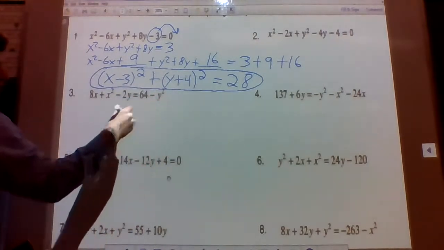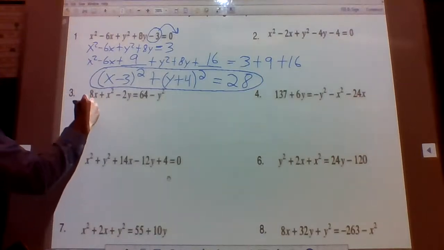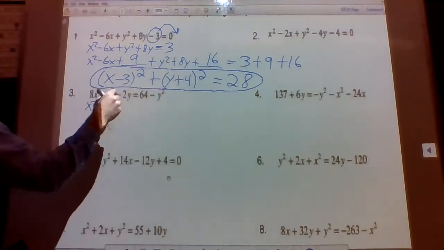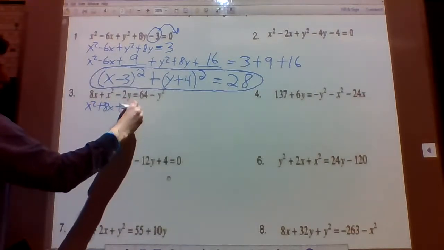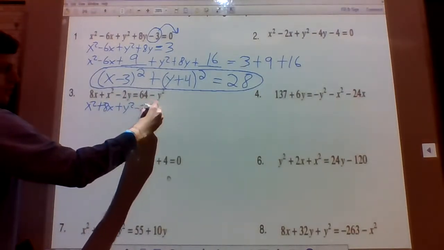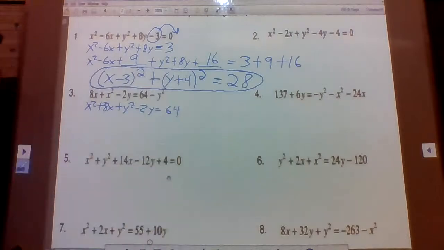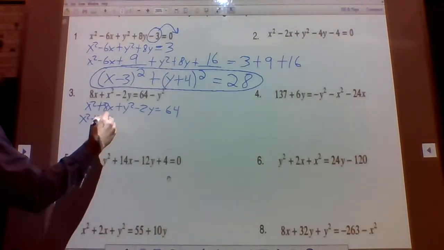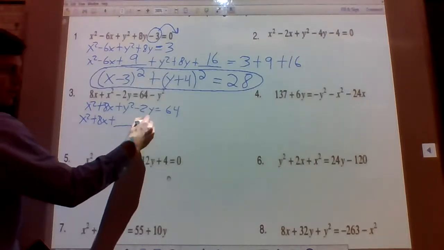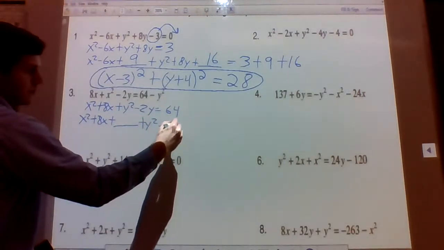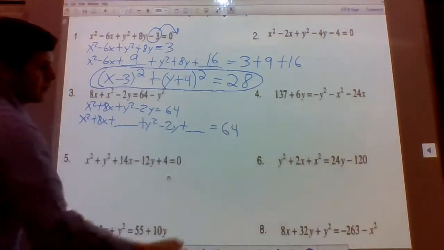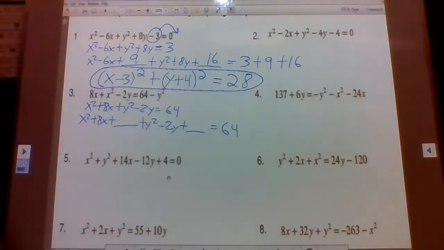So we're going to get x squared plus 8x. Add y squared to both sides, so we get plus y squared minus 2y equals 64. So we're going to have x squared plus 8x plus something plus y squared minus 2y plus something equals 64, because we want to make these into perfect squares.